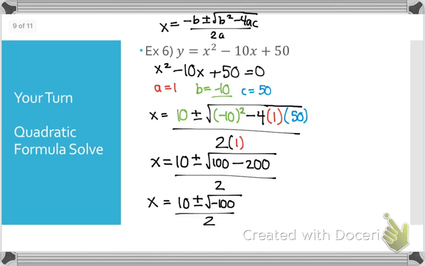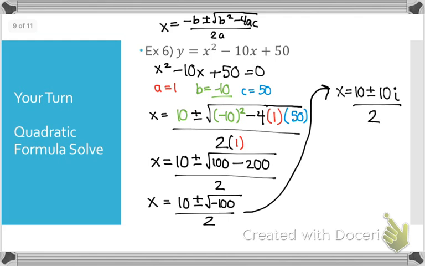All divided by 2. Now, we do have a negative inside of the radical, okay, which means that we have no real solutions, but we actually have imaginary solutions. So what does that simplify to? Well, we have x is equal to 10 plus or minus. Now, the negative is going to become an i. The square root of 100 is actually 10. So 10i all divided by 2.